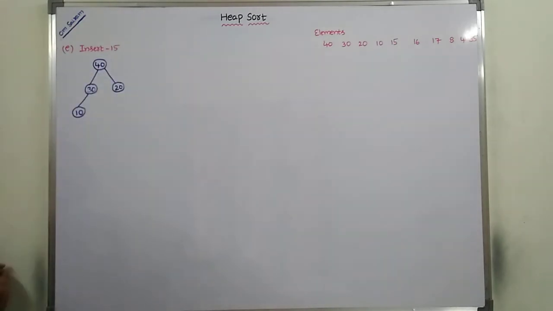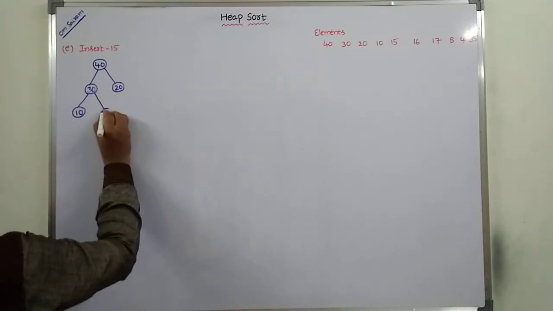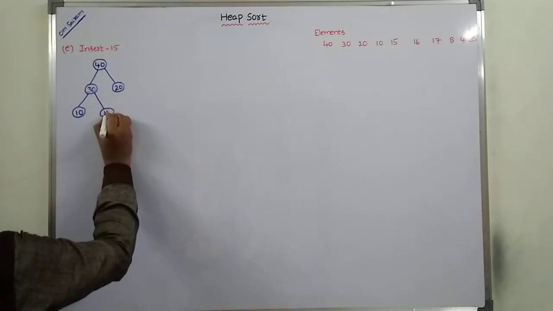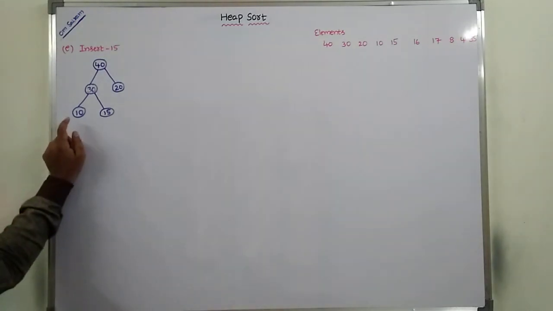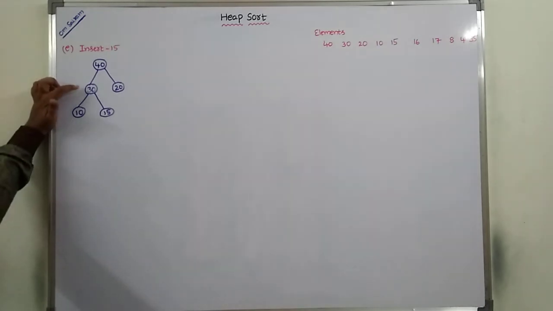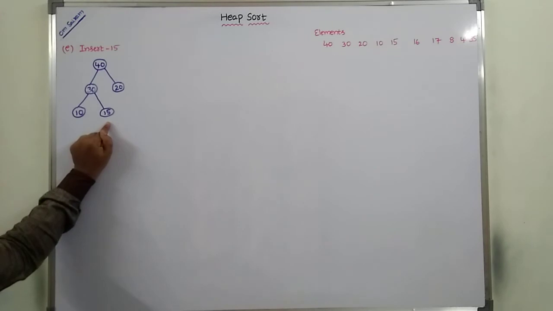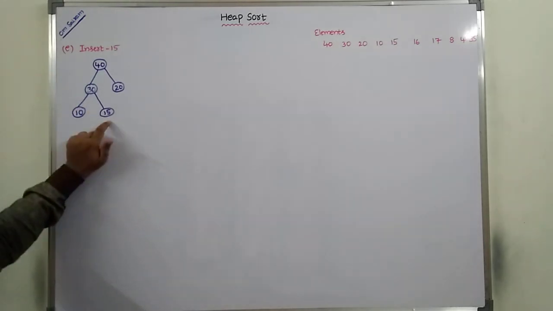Now 15 can be inserted as a right child of 30. So now we have to check the maximum heap property. 10 and 15 have the parent 30. So the parent node value is greater than its children's node values. 30 is greater than 10. 30 is greater than 15.